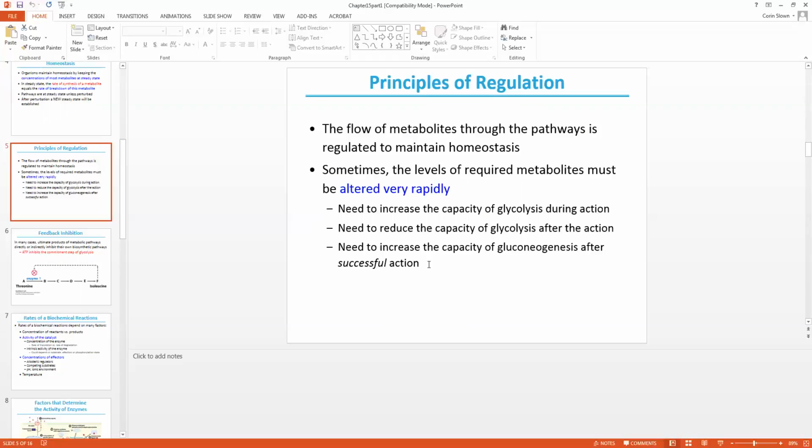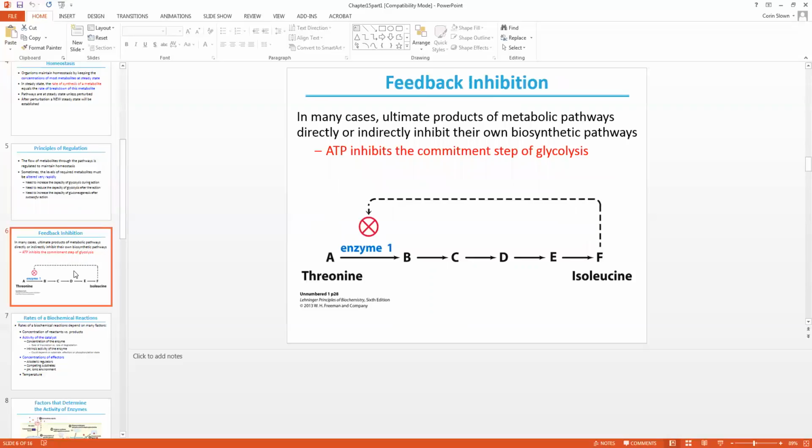And so sometimes the levels of required metabolites must be altered very quickly. So that's the need to increase the capacity of glycolysis, or the need to reduce the capacity of glycolysis, or the need to increase gluconeogenesis after exercise. So there are ways in which we can uptick or downtick depending upon need. In most cases, the ultimate products of metabolic pathways directly or indirectly inhibit their own biosynthetic pathways. So ATP, for example, inhibits the commitment steps of glycolysis. So if I have a lot of ATP, then I'm not going to be going through glycolysis.